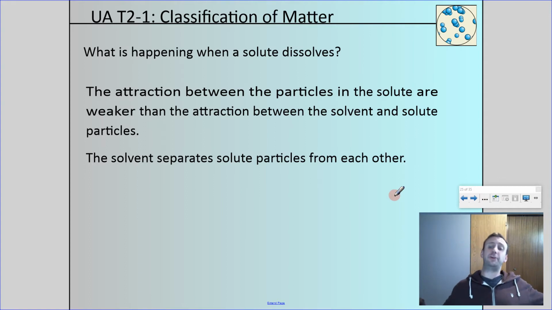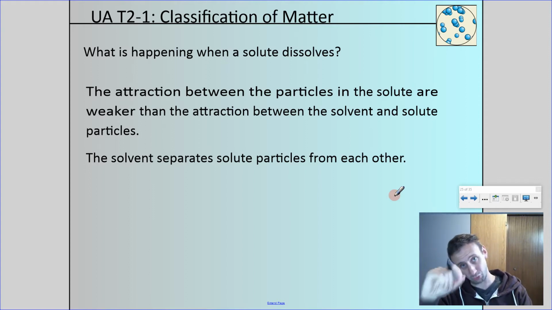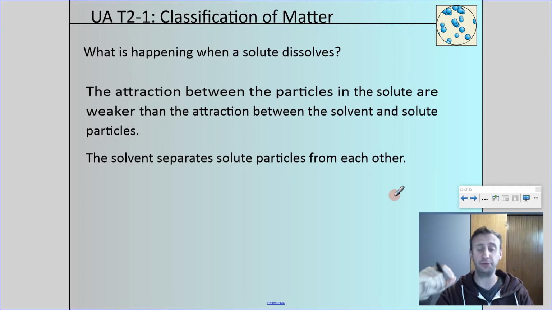So what is happening when a solute dissolves? We've talked about this a little bit, but what is actually happening is that the solvent particles are breaking apart the solute particles from each other. The solvent particles are more attracted to the solute particles than the solute particles are attracted to each other. As a result, the solvent particles end up surrounding the solute particles, and then they spread throughout the solution. Let's use an analogy to make sense of this.